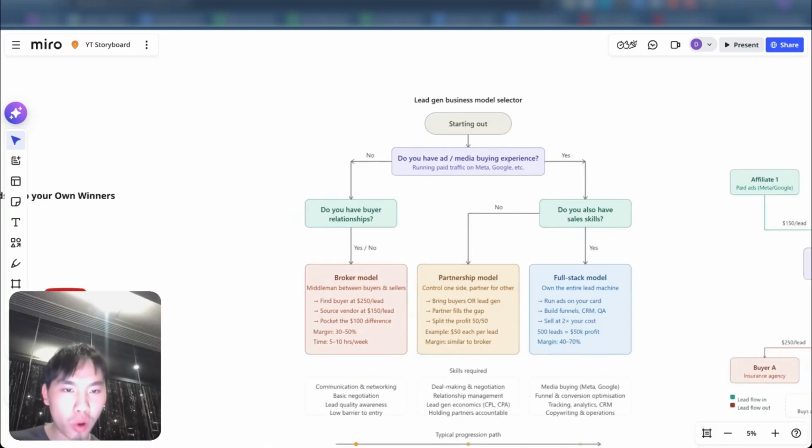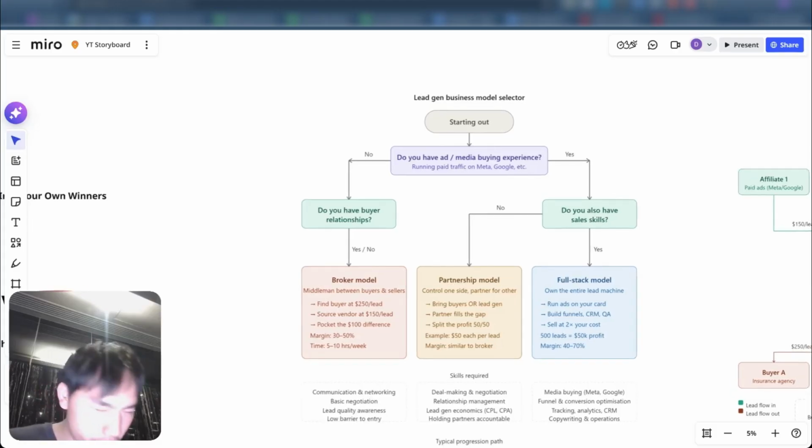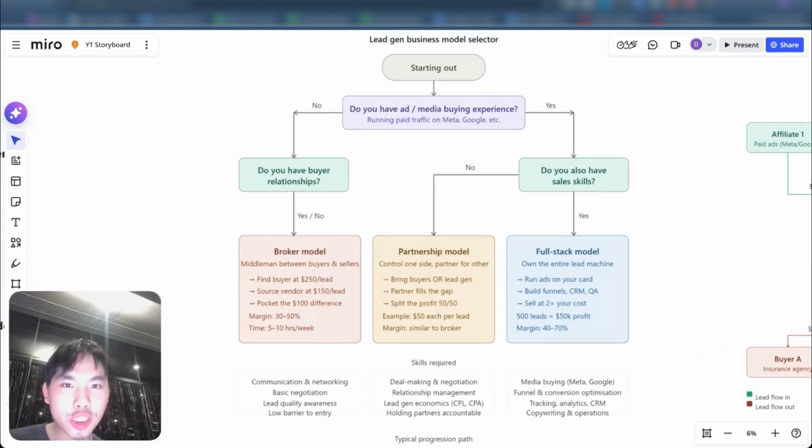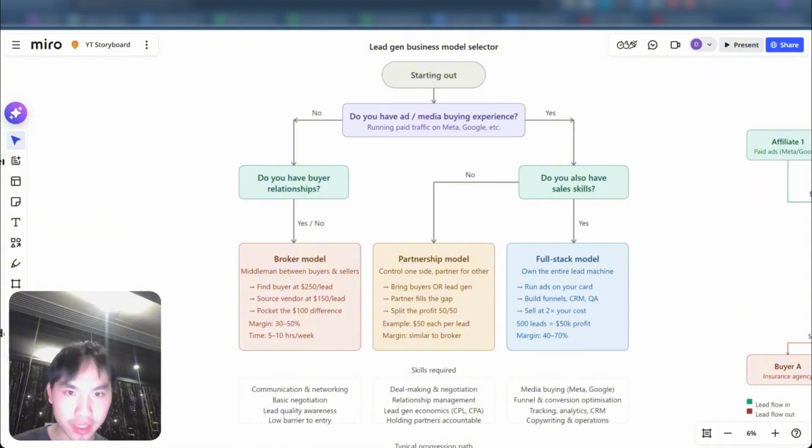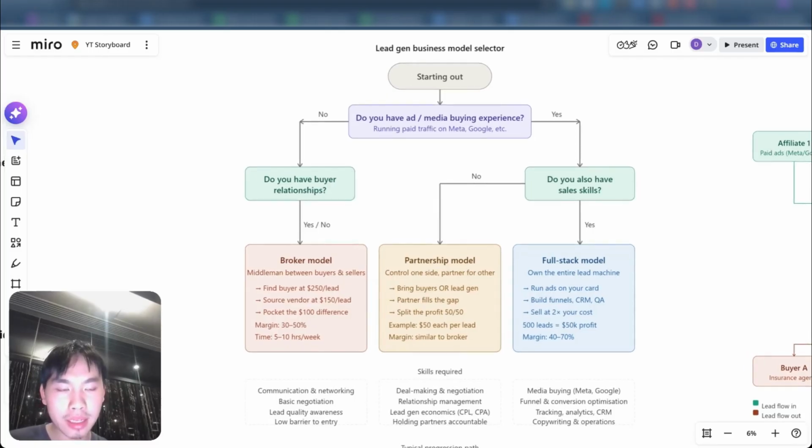Mainly, I would always recommend people to go ahead with full stack because essentially what that means is you're generating the leads yourself and you're also finding the buyers yourself. You're your own lead machine. And that's only if you know both media buying as well as great sales skills or outbound skills, right?